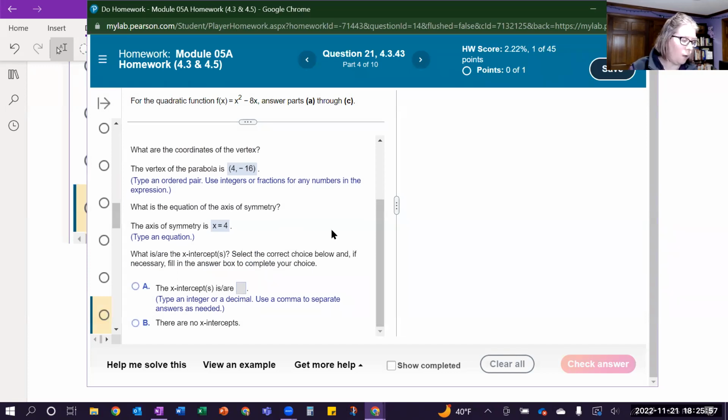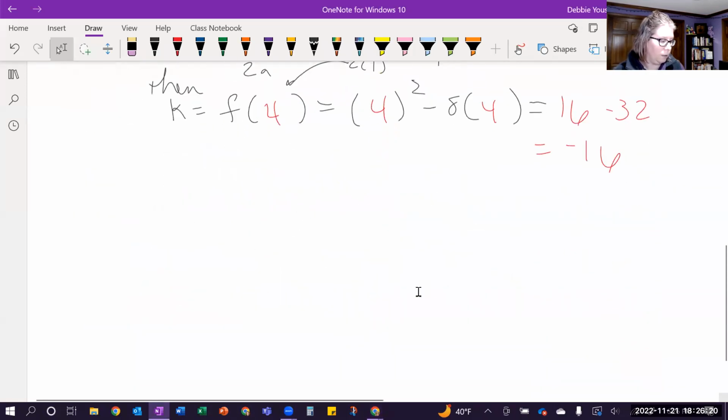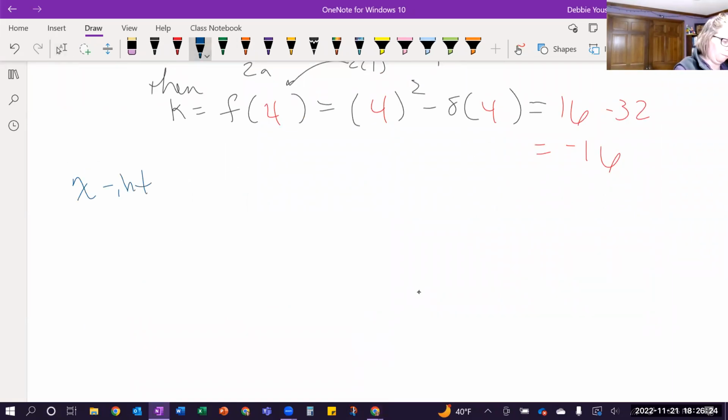Right, then it wants to know about x-intercepts. And there could either be none, which is option B, or there could be one or more, because notice it says is/are. Use commas to separate as needed. So there could be more than one. So your x-intercepts then come from setting the equation equal to 0.